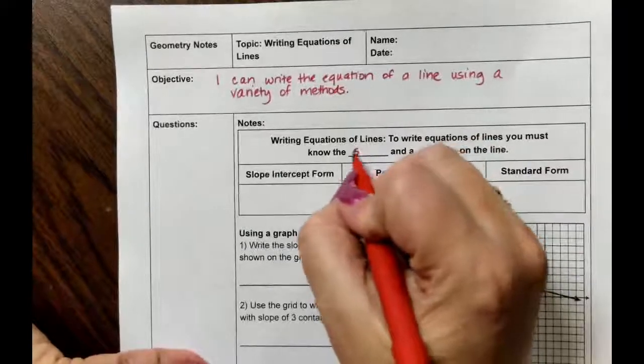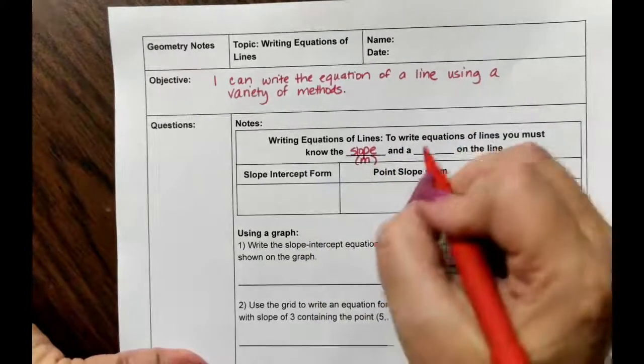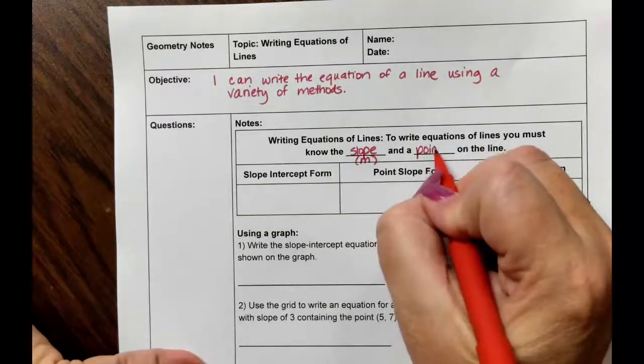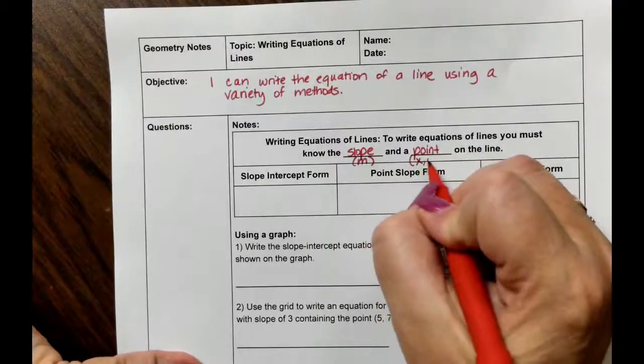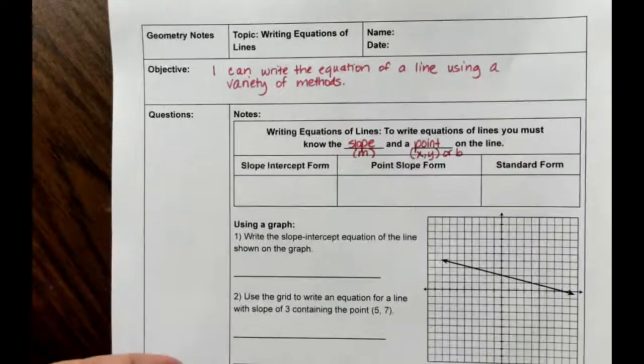You need to know the slope, which is our m variable, and you need to know a point on the line. The point on the line can be either an x-y point or it could be the y-intercept b.